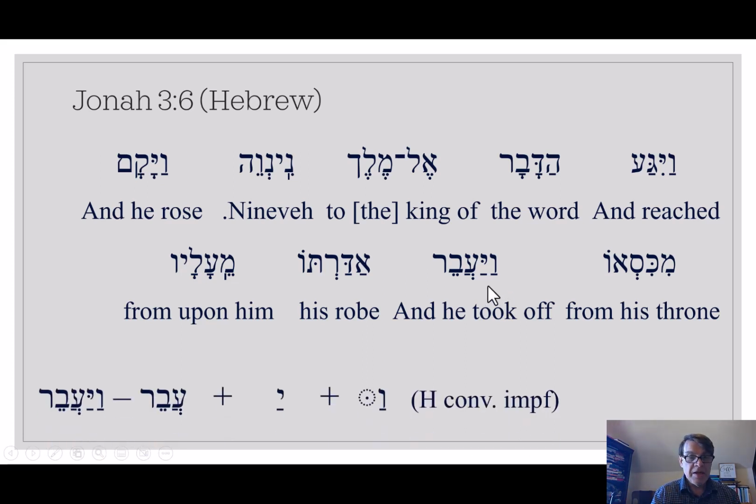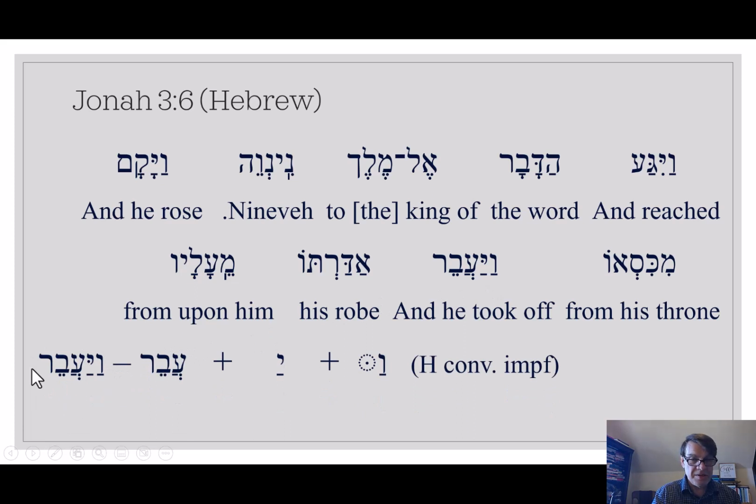So let's analyze this here. We've got vav patach doubling, that's the converted bit. And we've got the patach under the performative, which tells you it's Hiphil, and also that it's third masculine singular. Now, where's the Hirik Yod, you're saying?